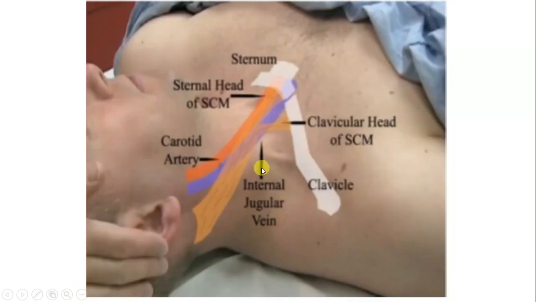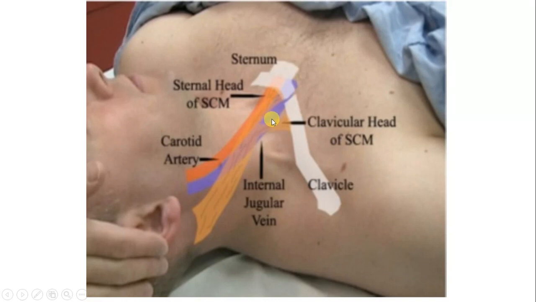Here is the approach into the internal jugular vein, between the two bellies of the sternocleidomastoid muscle. Through this you move: first you put a needle, confirm the internal jugular vein, then you put an introducer, then you put the catheter, which will move straight down through the internal jugular vein and then into the right brachiocephalic vein, and then into the right atrium.